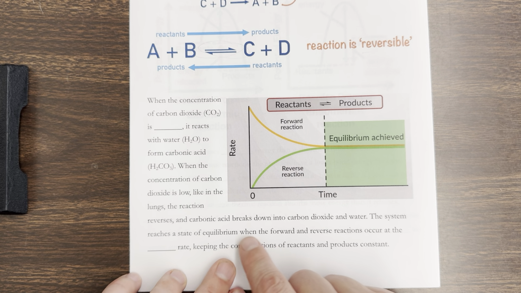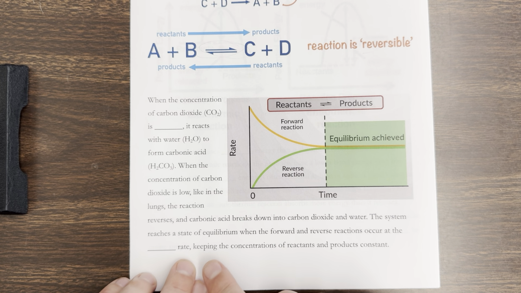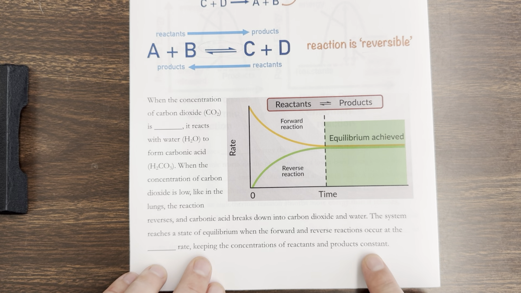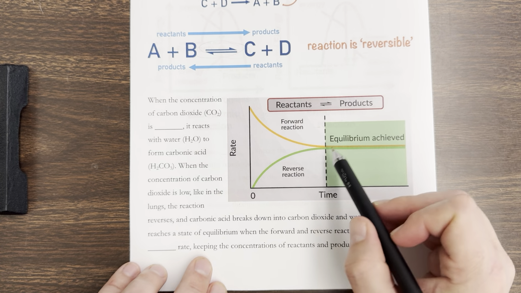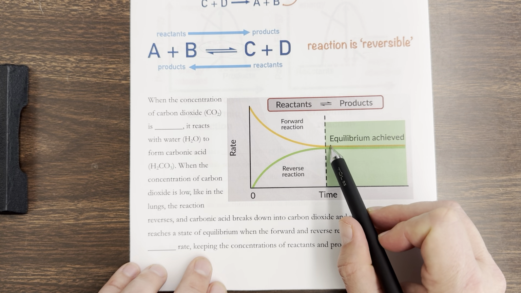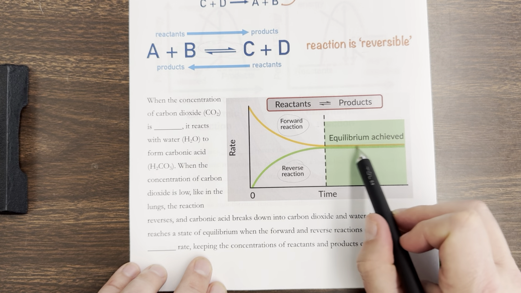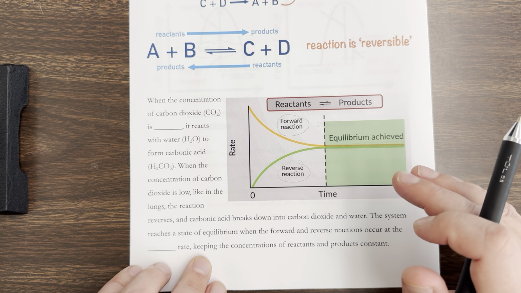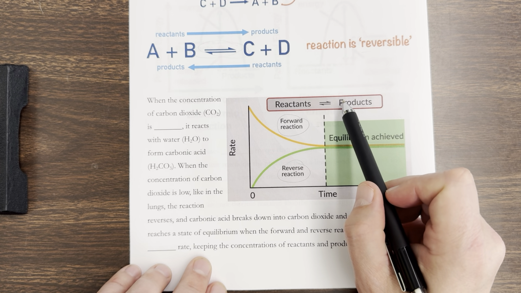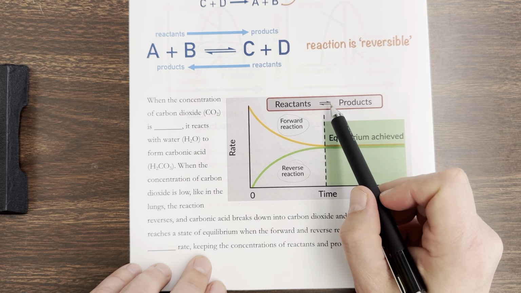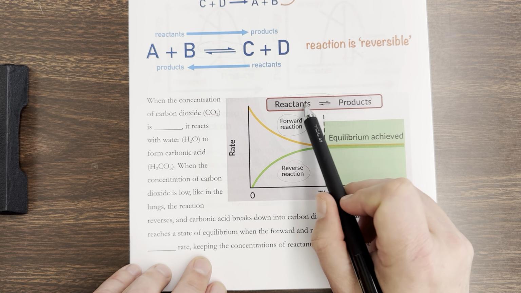The system reaches a state of equilibrium when the forward and reverse reactions occur at the same rate, keeping the concentrations of reactants and products constant. And that's what you see here in this green box. After a certain time, the rate of reaction for either direction is going to be constant. It's going to be the same, meaning you're maintaining a balance between the reaction going back and forth.